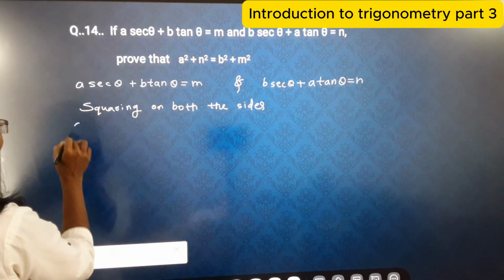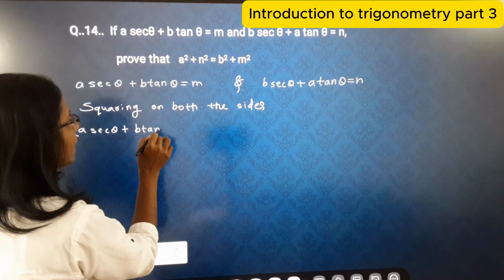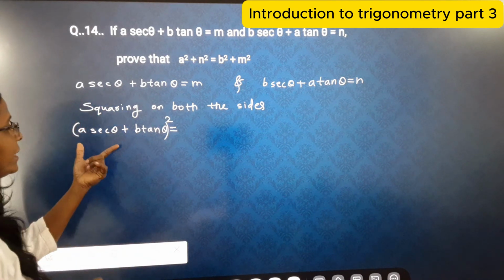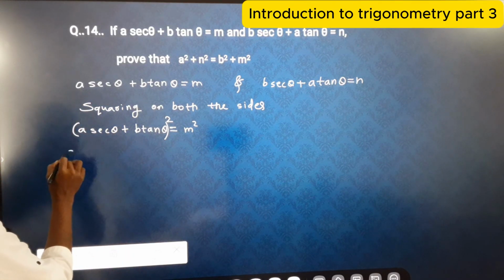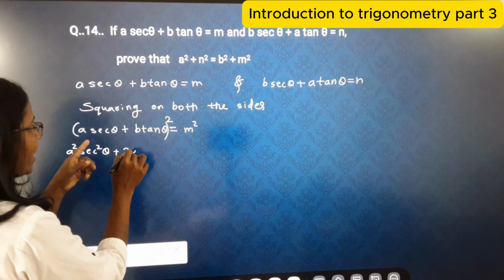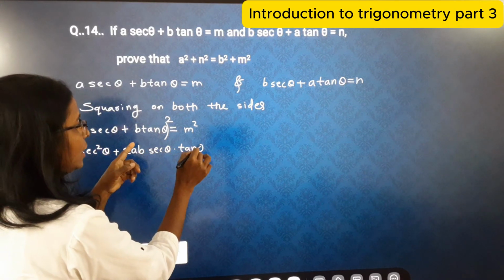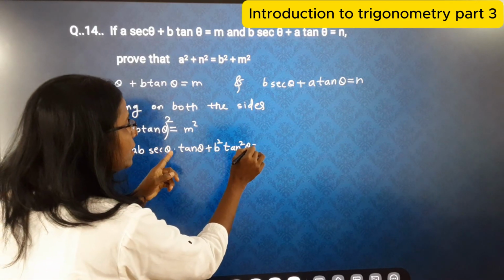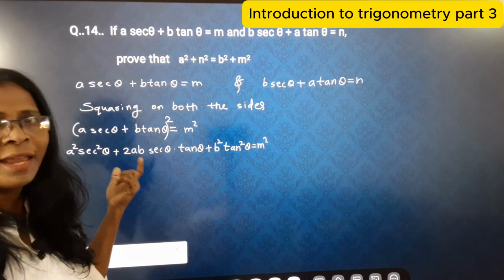Square of a sec theta plus b tan theta is equal to m square. So the square of this is a square sec square theta plus 2ab sec theta tan theta plus b square tan square theta is equal to m square. Okay students, so now this is the value of m square.